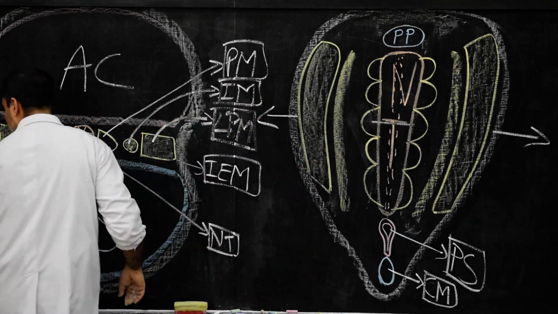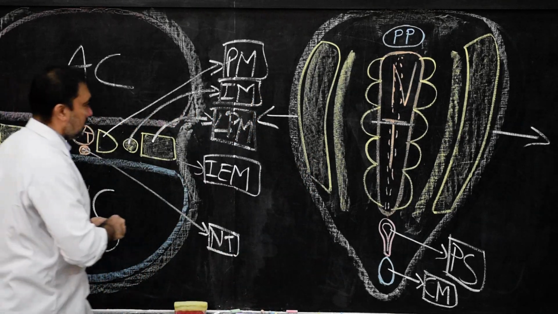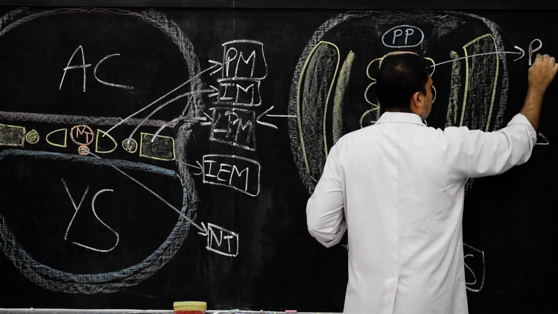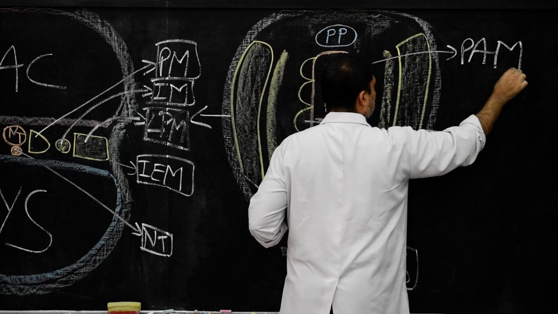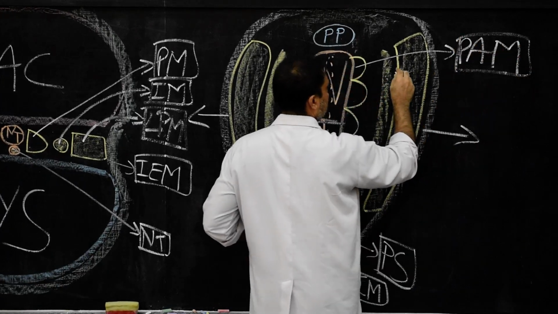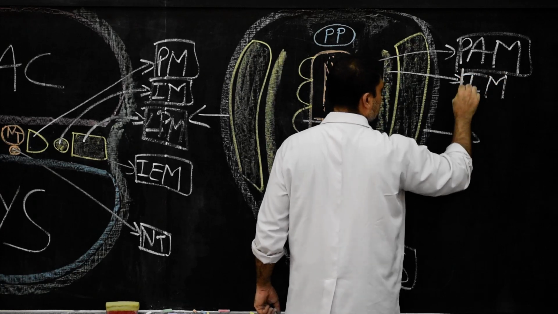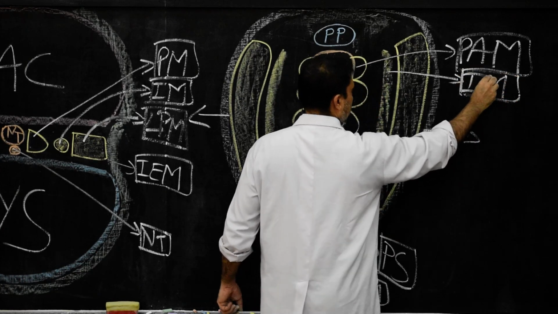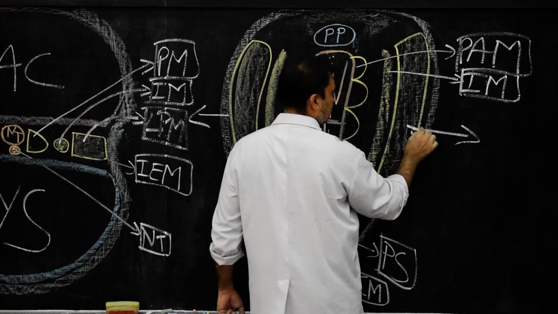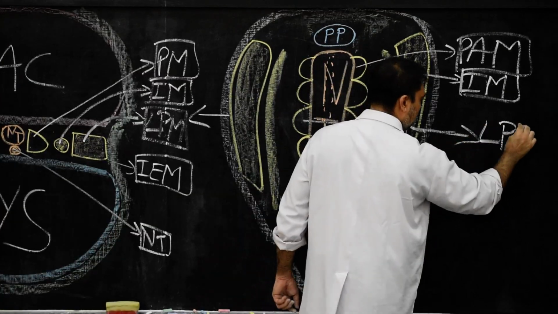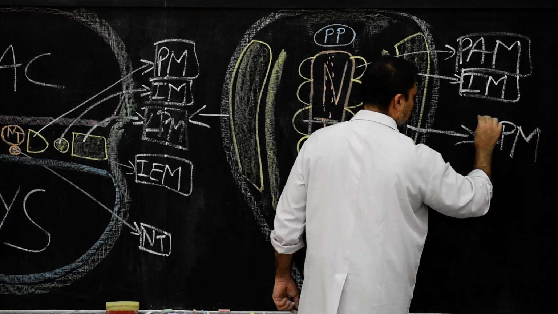Now here we are going to mark down paraxial mesoderm, then this will be intermediate mesoderm, and this structure here will be lateral plate mesoderm.